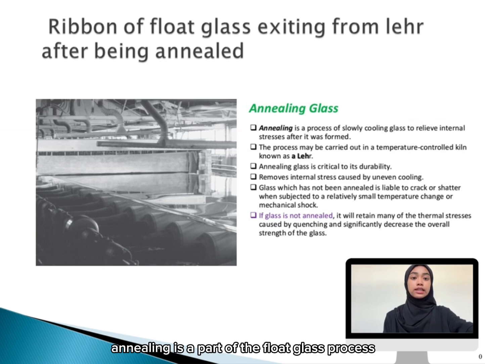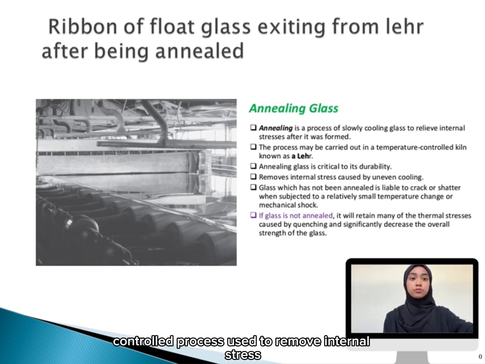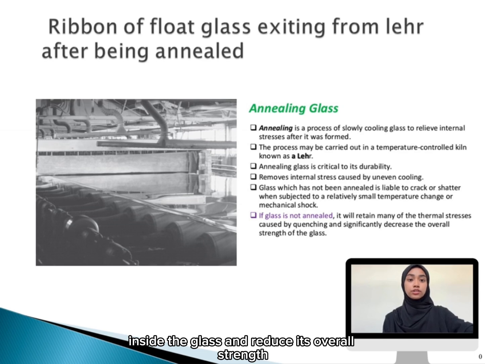Okay, next, annealing is a part of the float glass process. It is a controlled process used to remove internal stress in glass. Annealing is a crucial step in float glass process to ensure the final product has good mechanical strength and is free from internal stress. Glass that is not annealed can easily crack or break when exposed to small temperature changes or impacts. If glass is not annealed, thermal stress from quenching remains inside the glass and reduces its overall strength.